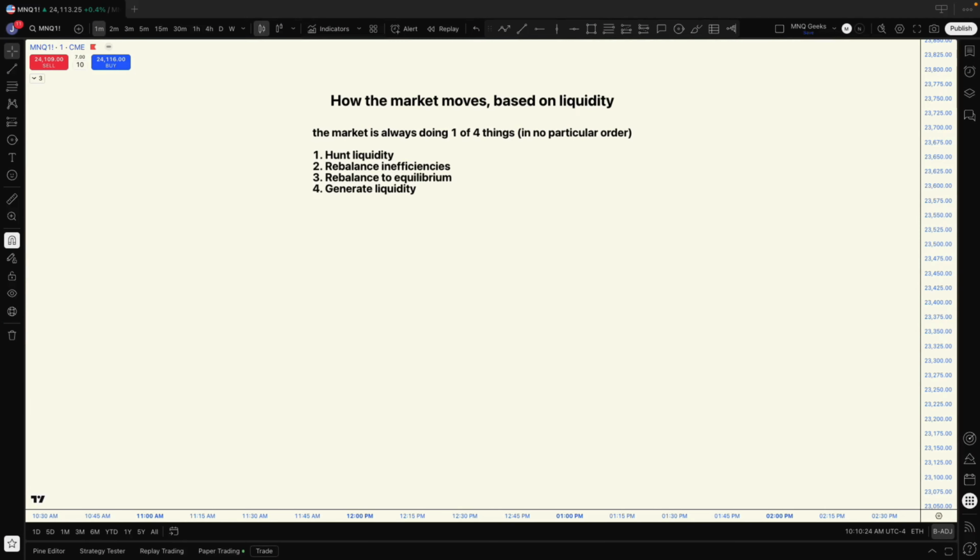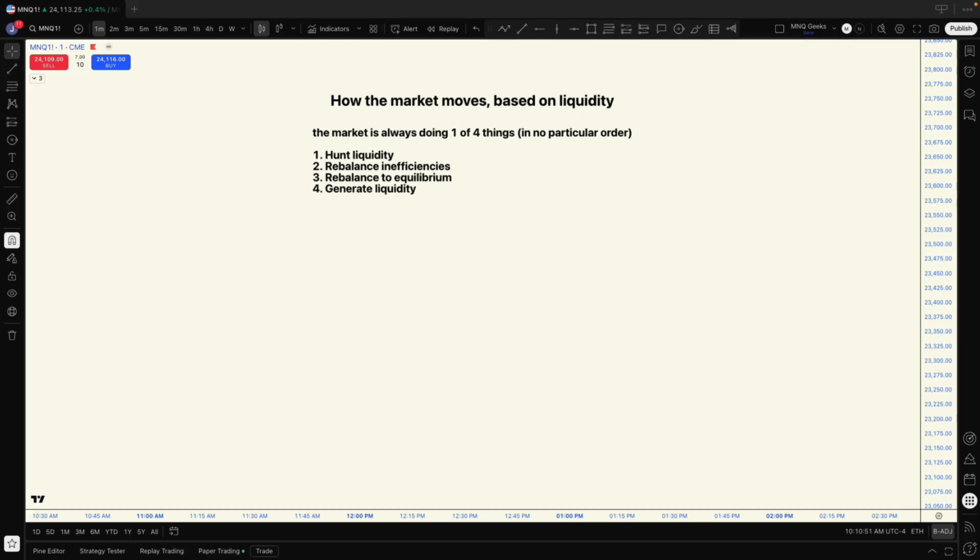All right, so now that we have a basic understanding of what liquidity is, we can really look into why the market moves the way it does. And we can really see the impact of liquidity and how it pushes price in certain directions. So at all times, whenever you're entering a trade, whenever you're analyzing the market, you should always be asking yourself, what is the market doing? And every single time you should be able to answer with one of these things.